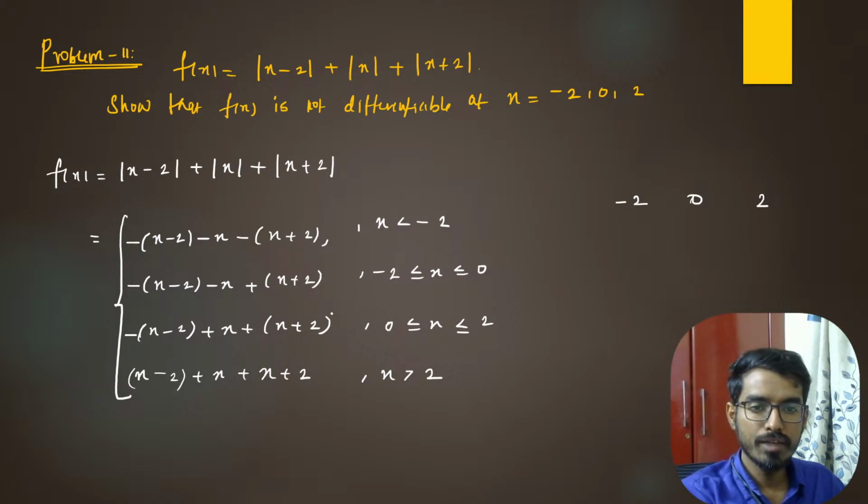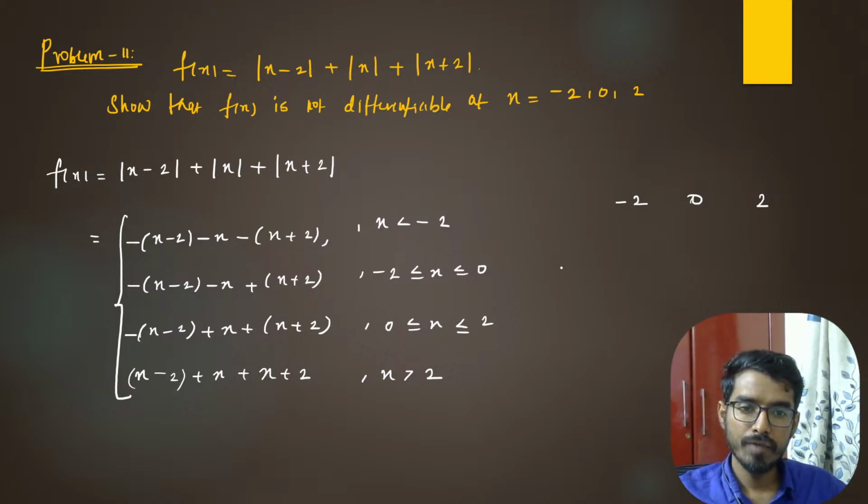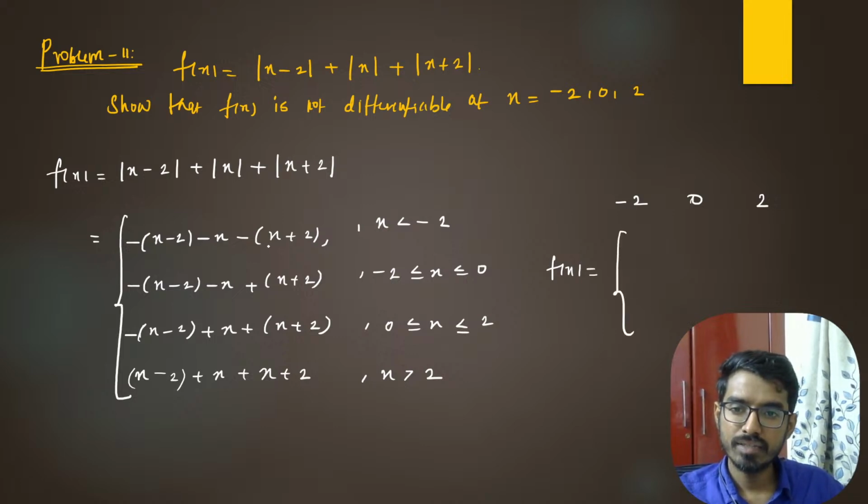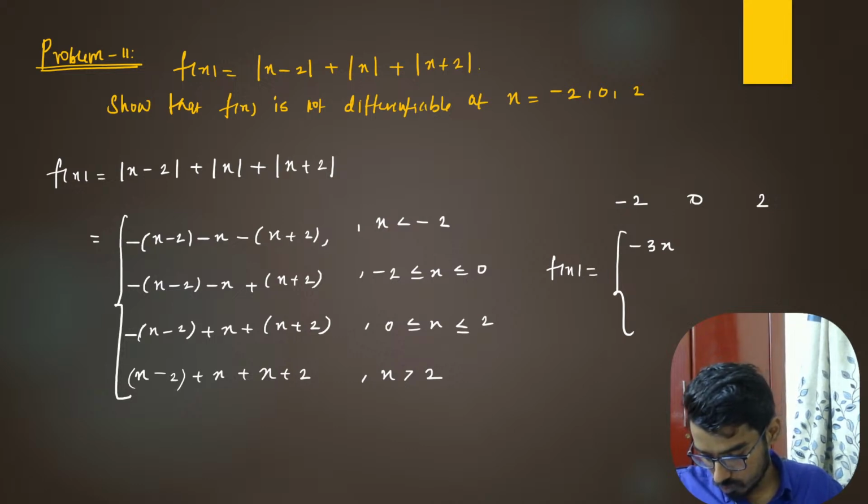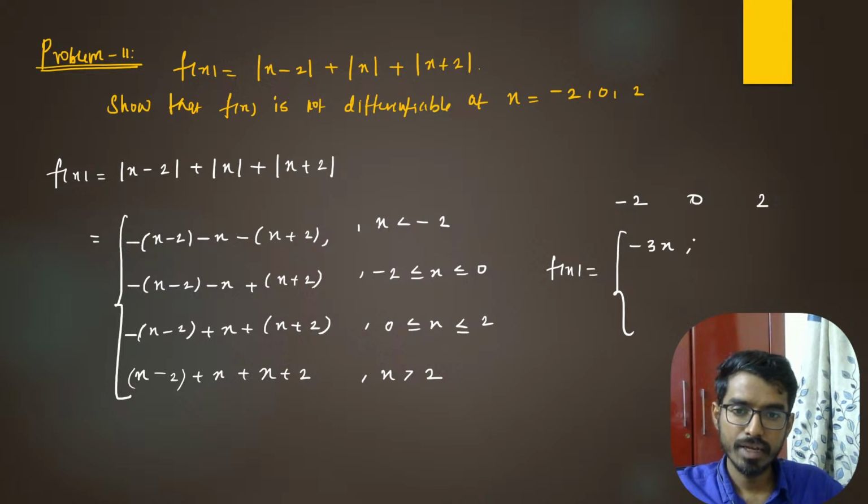So I can redefine the function to be as, minus x minus x minus x, so it is minus 3x when x is less than minus 2, because the minus 2 and plus 2 will get cancelled. And then minus x minus 2x minus 2x plus x is minus x, and 2 plus 2 will be 4.